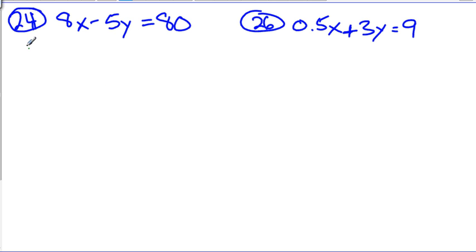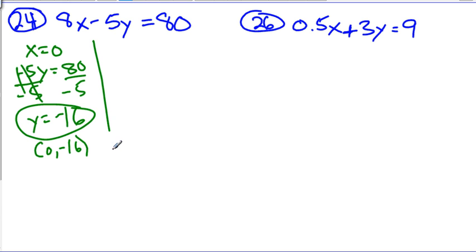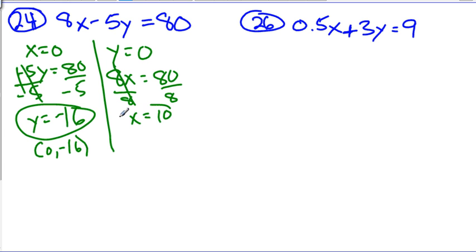All right, last two. X equals 0. 8 times 0 is 0. Negative 5y equals 80. Undo multiplication by division. Y equals negative 16. Okay, what point is that? That is 0, negative 16. That is our y-intercept. Now let's find our x-intercept. When y equals 0, 5 times 0 is 0. So we're left with 8x equals 80. Undo multiplication by division. We get x equals 10. So our point is 10, 0.